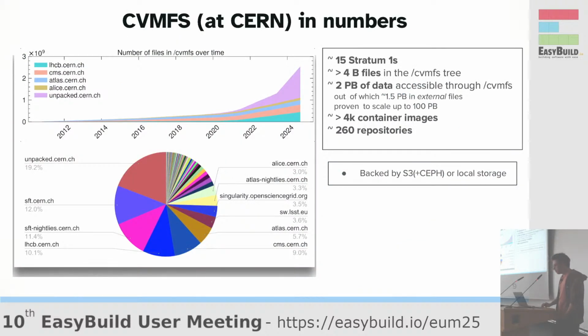Right, so CVM-FS at CERN in numbers. We have around 15 stratum 1s for our biggest repositories, counting around 4 billion files in /cvmfs. There's around 2 petabytes of data. I'm going to talk a bit more about this 100 petabyte figure that is here later. I'm also going to talk more about container images.